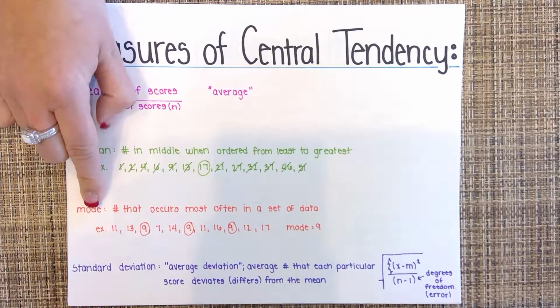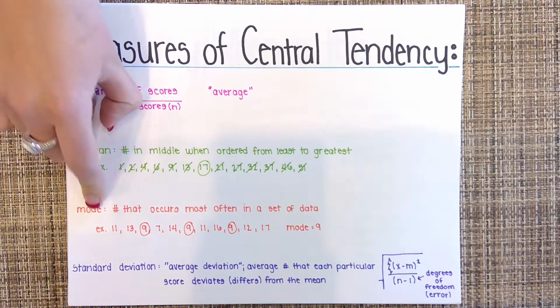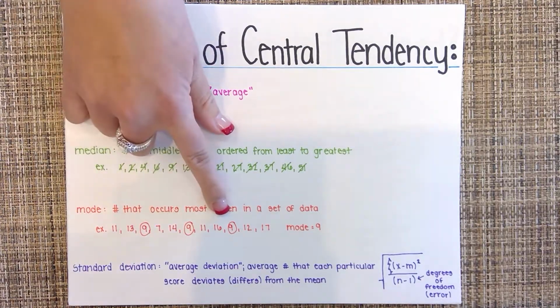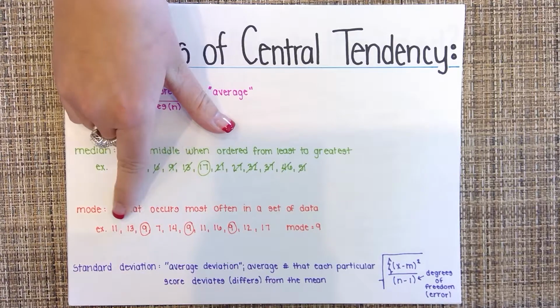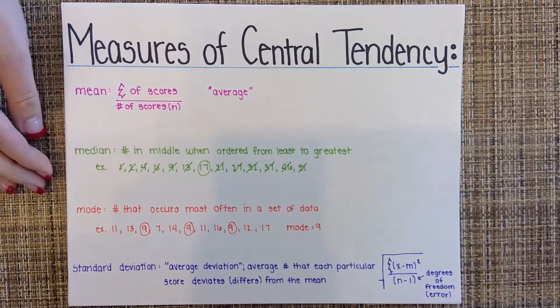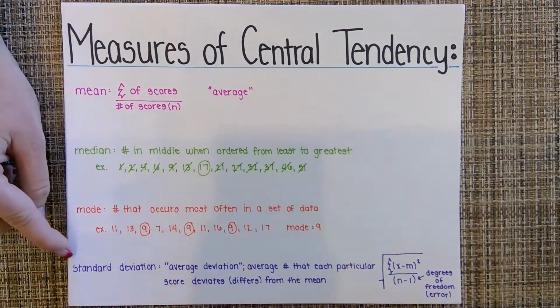You have your mode, the number that occurs the most often in a set of data. So here it would be 9 because 9 occurs 3 times and all of the rest of them occur less than 3 times. Then you have your standard deviation.